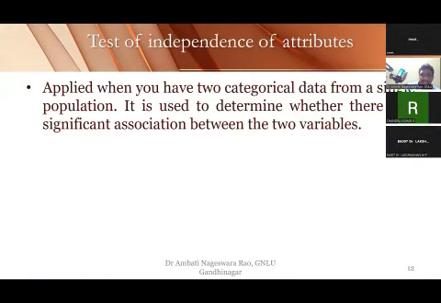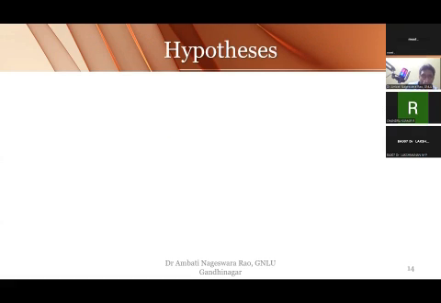As I mentioned, when it comes to the test of independence, we should have two categorical variables. We must have two categories. For example, gender, male, female, and secondly, income category. That also is categorical data. So one can go with conducting chi-square test, that is test of independence.